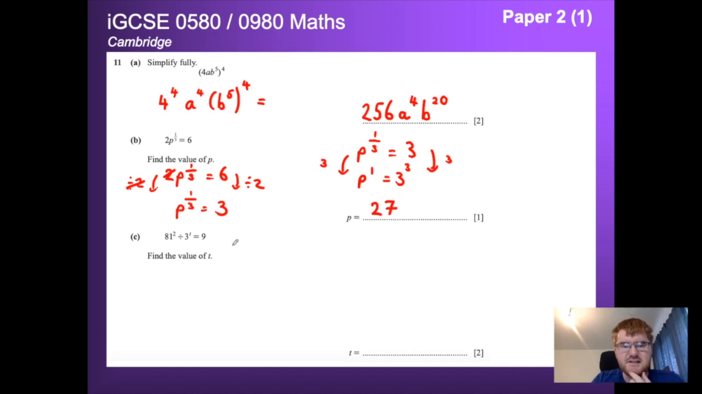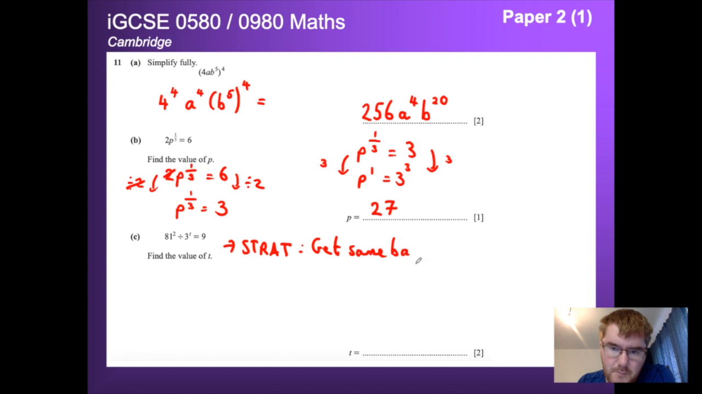Now question C, we have 81 squared divided by 3 to the power of t is equal to 9. And we need to find the value of t. Now I did this kind of question with my year 12s quite recently. And the key strategy to remember here is to get the same base of number. Okay, so get the same base. Now, what do I mean by this? So we want to get every number and we want to write it as 3 to the power of something.